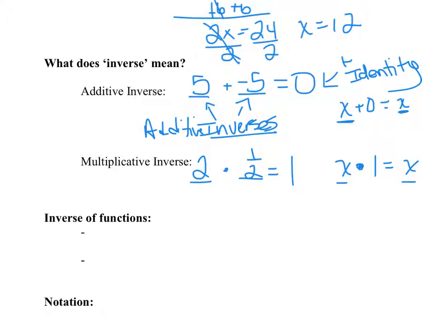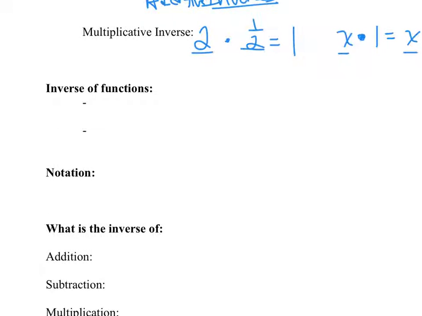Okay, so now we have to talk about the inverse. Sorry, got all these different functions lately on this program. All these different, whatever. Welcome back. The inverse of functions is what we have to talk about.